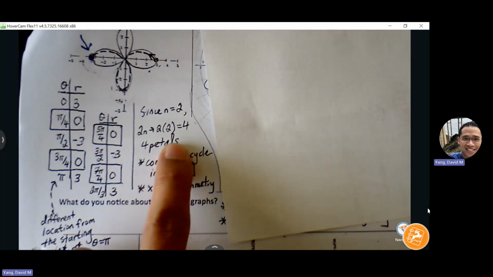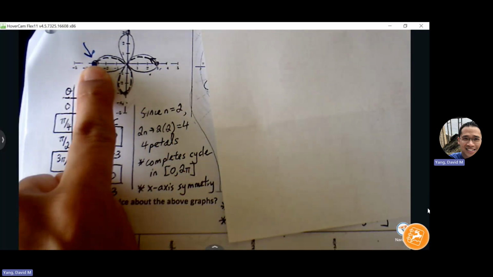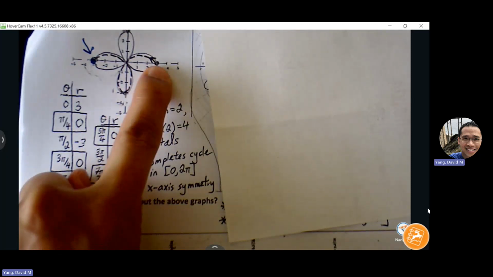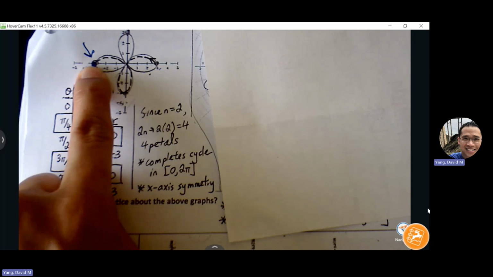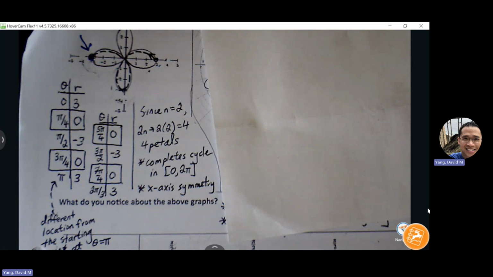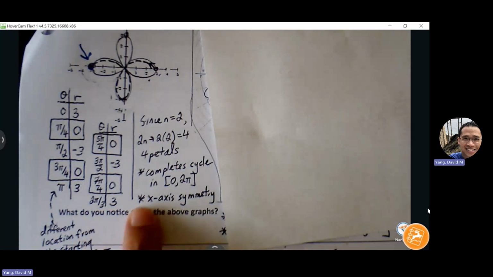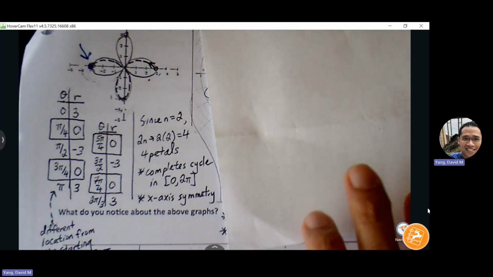Okay, so we expect 4 petals. We complete our cycle in the longer time period because just to pi, it's not like the odds, where it ends up in the same place and closes off. It ends up in a different location, so it takes a little bit longer for it to complete its full cycle before it gets to that starting point. And then we can expect x-axis symmetry.